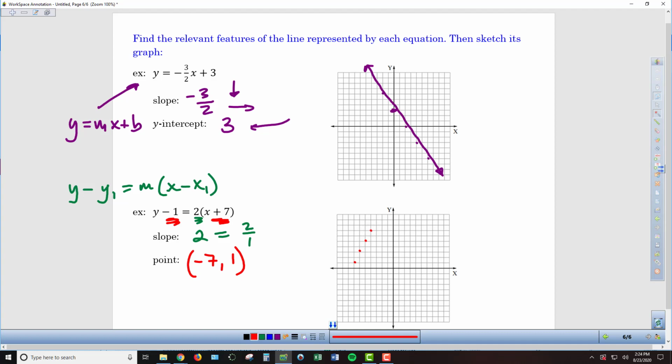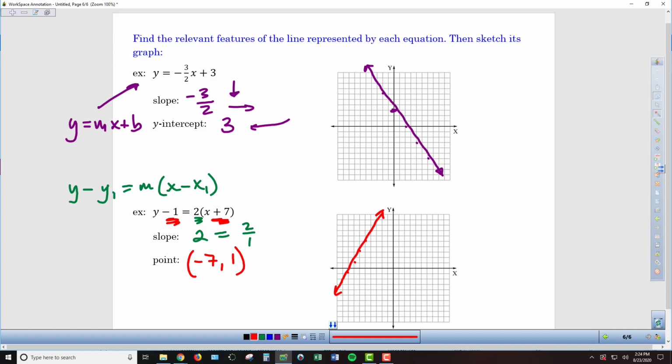We can go down 2 from that first point, and whoops, don't want it there, and go back 1. And so here again, we've got our line that travels through those points, has a slope of 2, travels through that point, -7, 1 that we got from the equation, and then we just go from there.